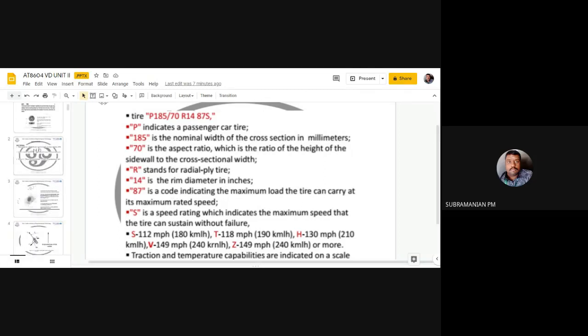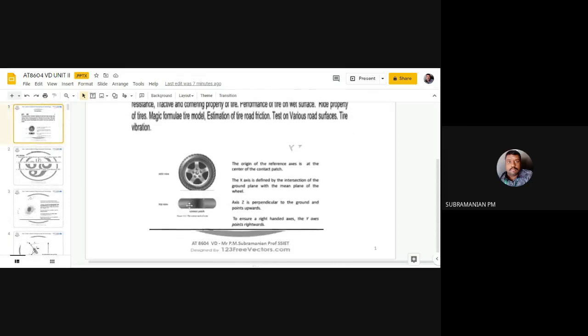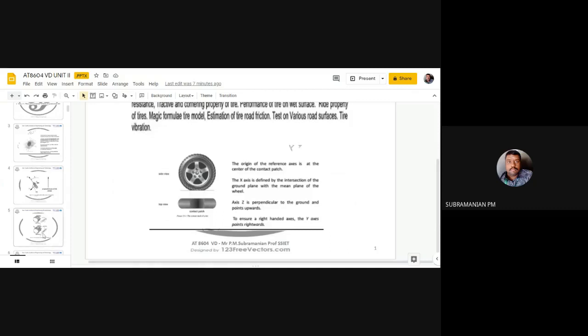I think you know what a rim is. You can see it in the sketch. This is the rim. Over the rim only, I am going to fit the tire. The rim will have five bolts that are used for attaching to the axle. So this portion, you see the cursor movement, this is known as the rim.